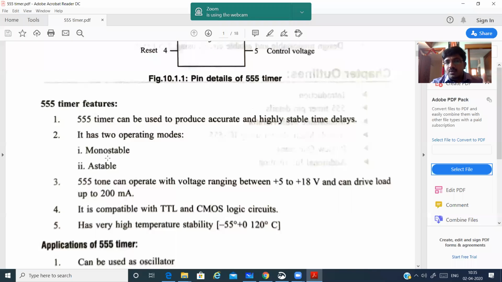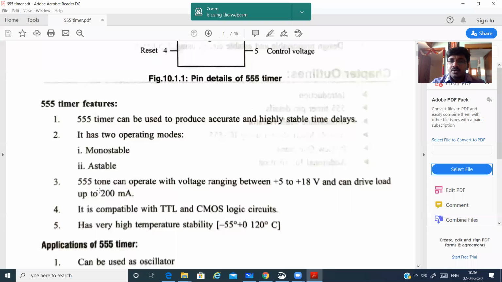In monostable, since it is telling monostable, it tells that it is stable for one state. It has only one stable state. The other state is not stable. Astable means it is not stable at all. It will keep on changing. The states will keep on changing, toggling.